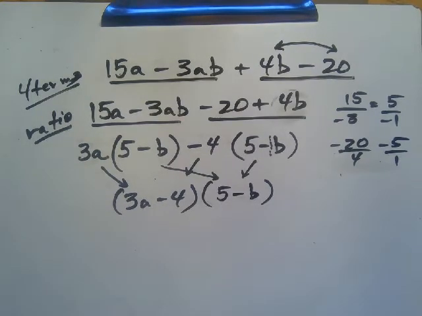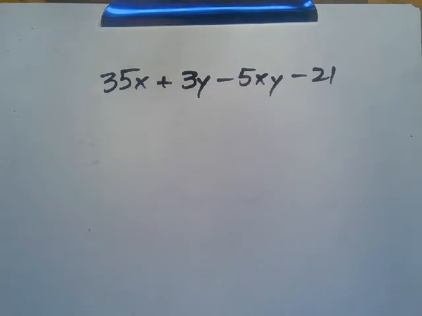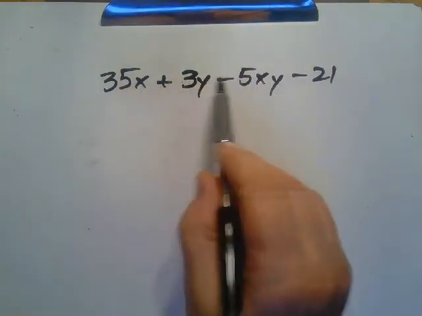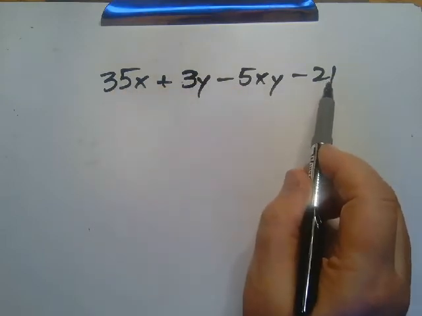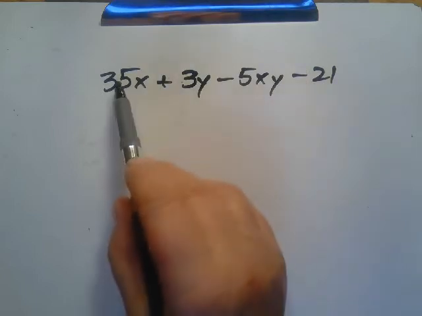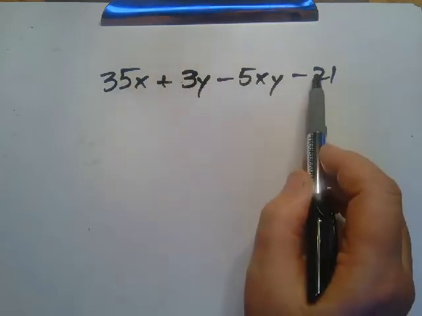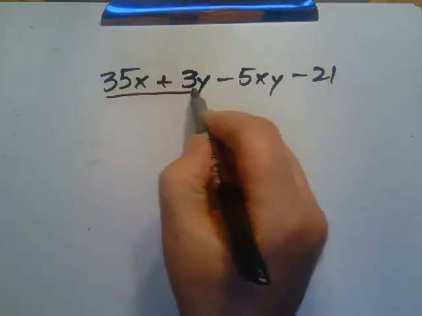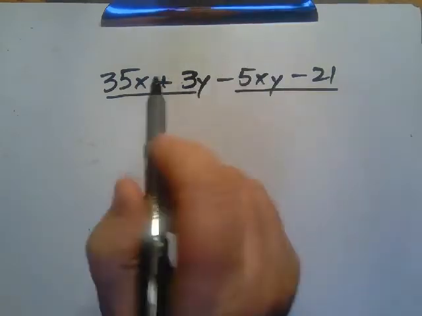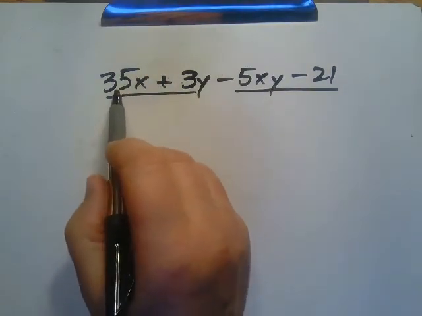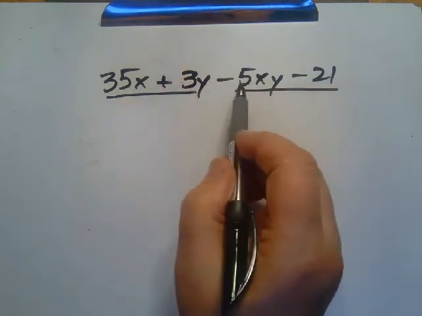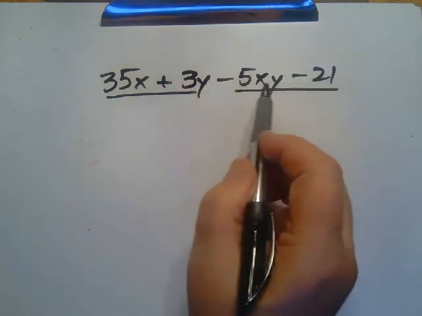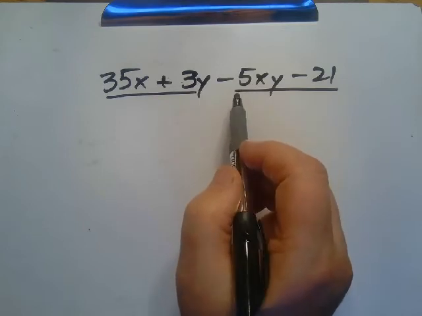Okay, let's try another one. All right, let's do another one here. Now, can I take something out of every term? Greatest common factor? Nope. So I asked the question, now maybe it can be factored by grouping. Well, there's 4 terms, that's good. And if I underline the two groups, do I have that ratio? Well, there's 35 and 3, and these numbers might make sense. Maybe I can try turning something around.